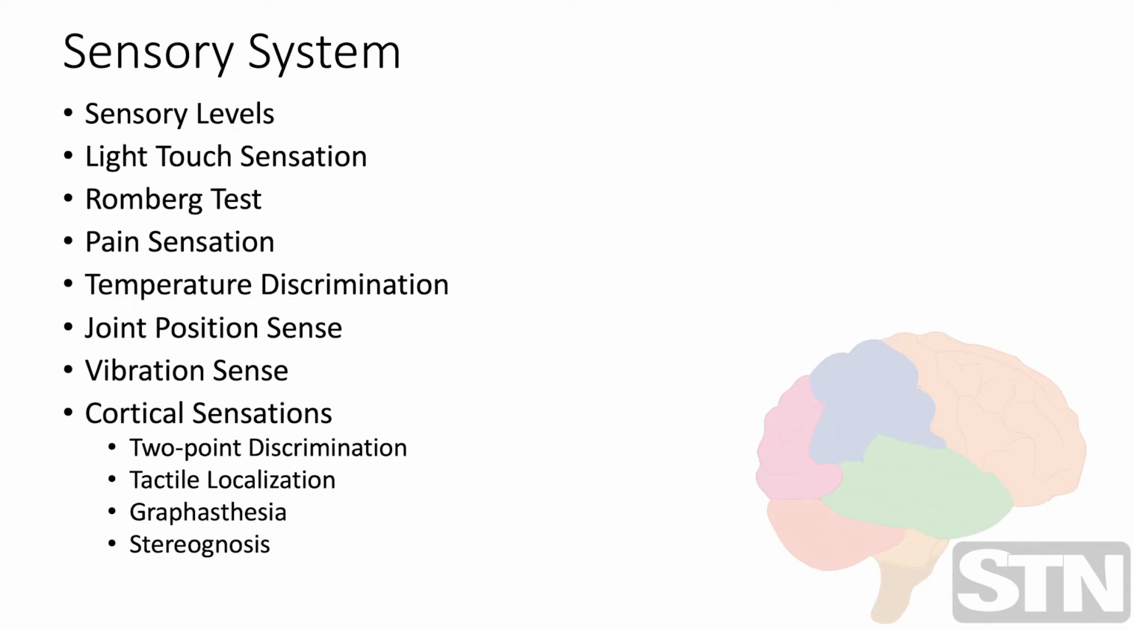The sensory system will include proper sensory levels, light touch sensation, pain sensation, Romberg's test, pain discrimination, joint and vibration sense, and finally the cortical sensations, which will include two-point discrimination, tactile localization, graphesthesia, followed by stereognosis.